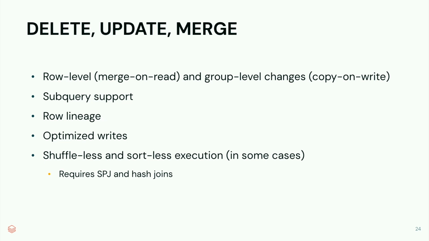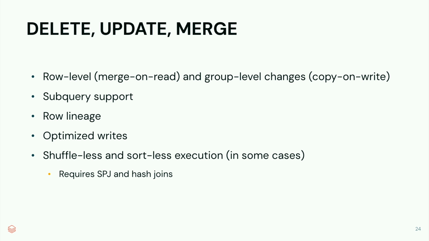DSv2 also comes with built-in support for delete, update, and merge. You have two execution modes. You can either ask for row level changes. That's what you want to have if you're working with deletion vectors in Delta or Iceberg. Or you can ask for group level changes. That's what you need if you're rewriting entire files. This is what's called copy and write in Iceberg.